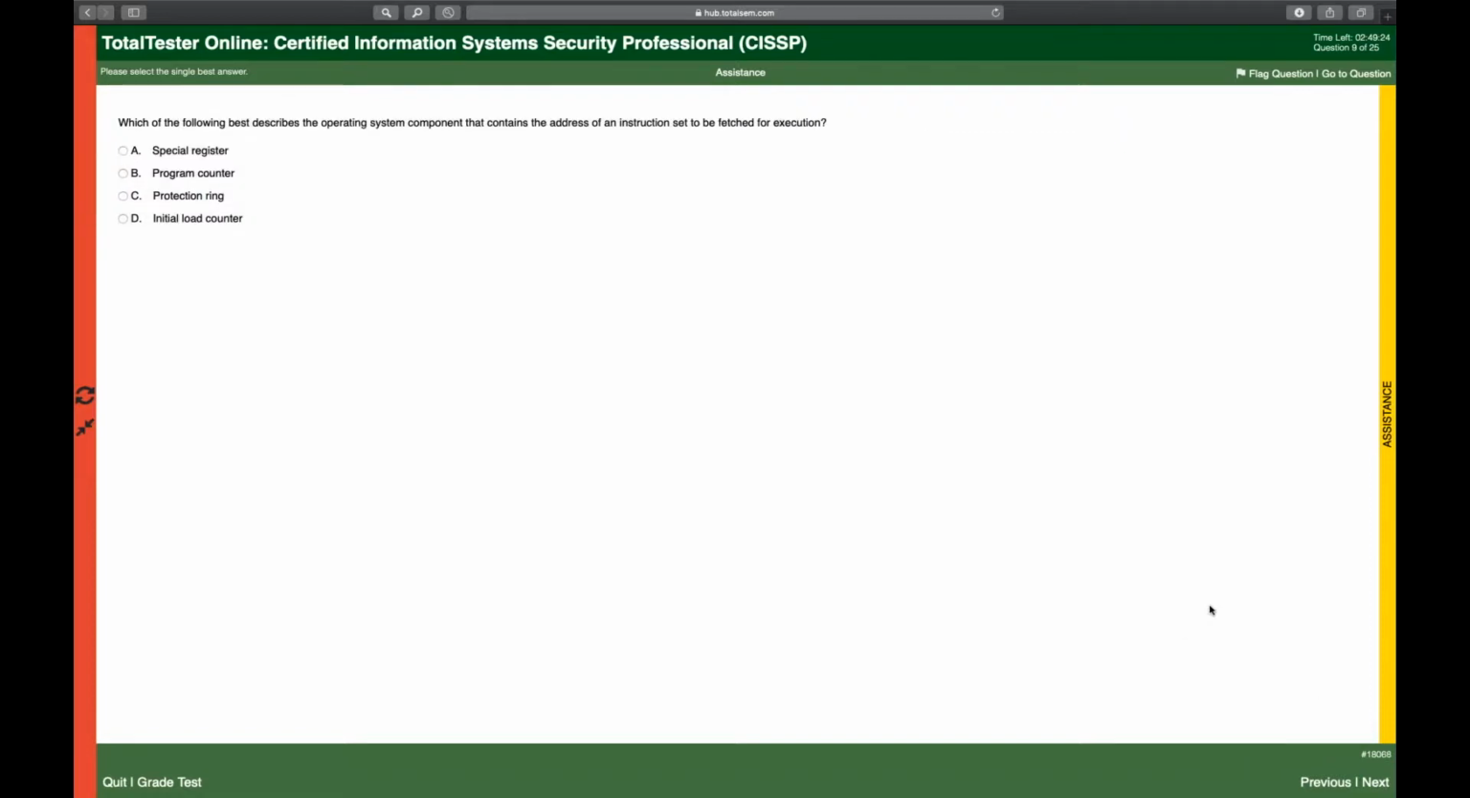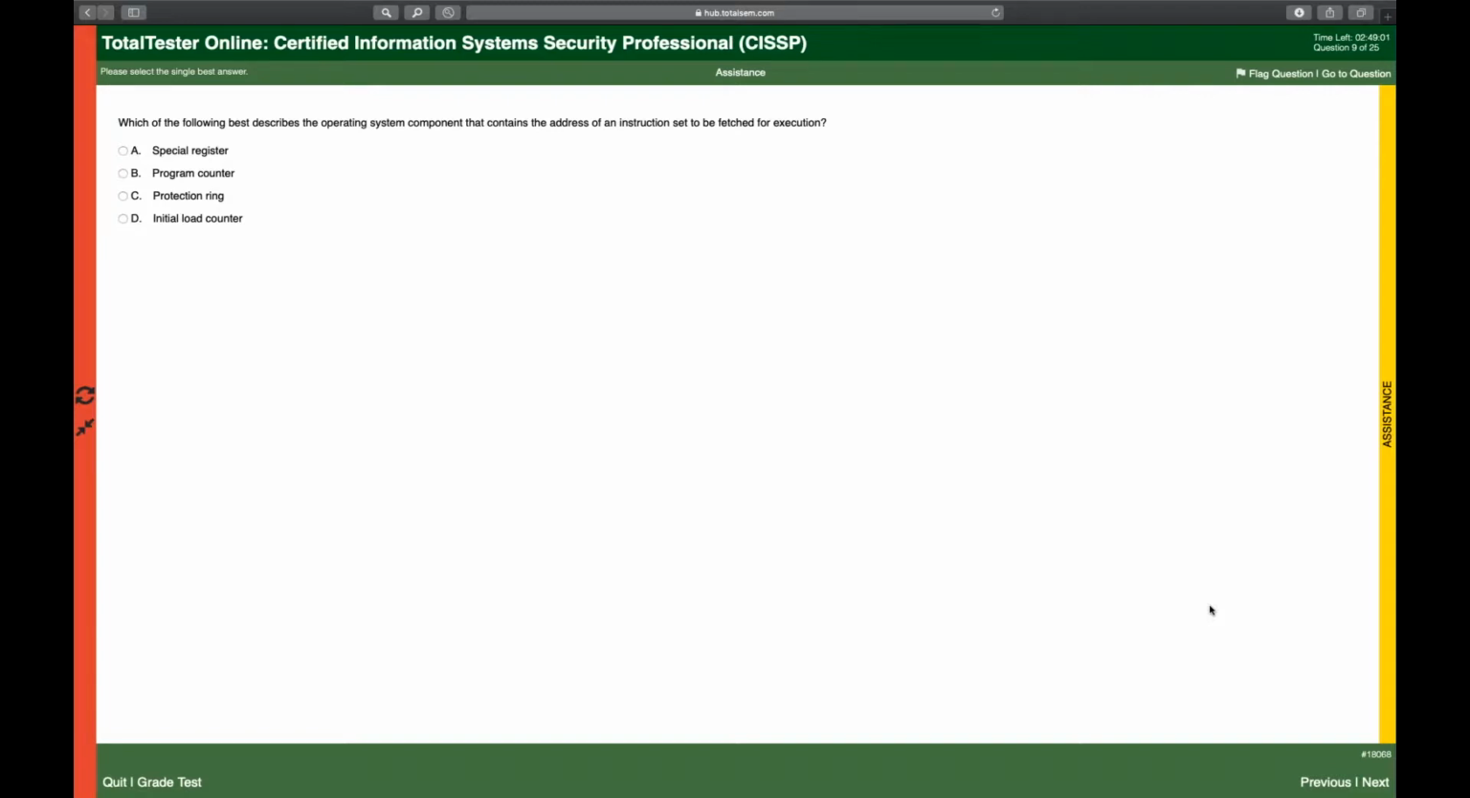All right. Number 9, which of the following best describes the operating system component that contains the address of an instruction set to be fetched for execution? Address of the instruction set to be fetched for execution.